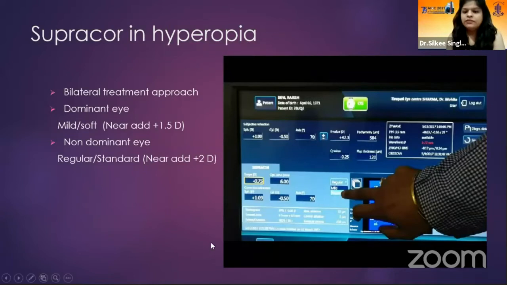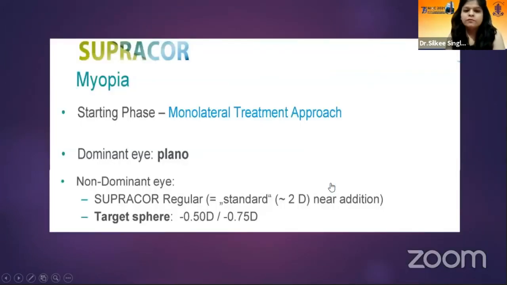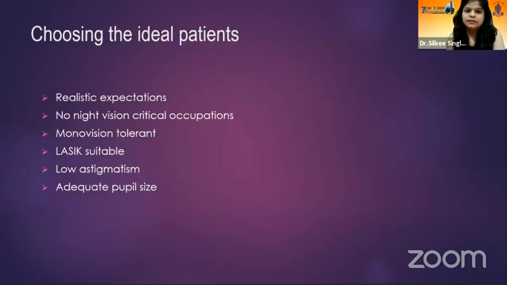As I said, we will use a profile of mild and regular that is given on the screen. In myopes, we can start with a monolateral treatment approach. That means correcting the dominant eye with a normal LASIK, having an emmetropic eye, and the non-dominant eye with a regular SupraCore equivalent to 2 diopters correction of addition.